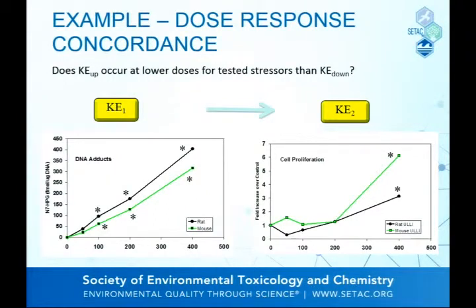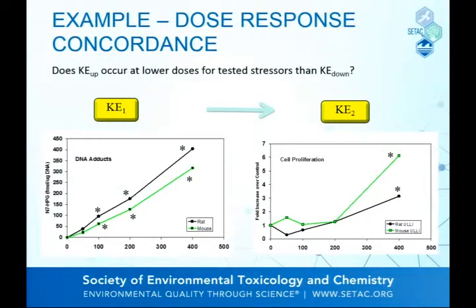This is an example of real data addressing this issue of dose-response concordance. So here we have 2 key events from the DNA alkylation example. Key event 1, looking at the formation of the DNA adducts. And you can see here we have significant effects down to 100 microgram per liter. Effects at all higher concentrations.